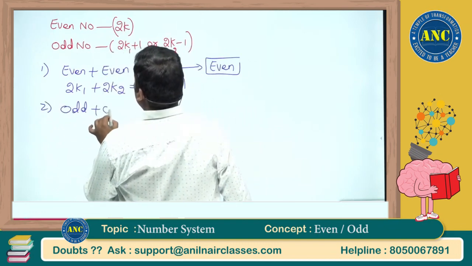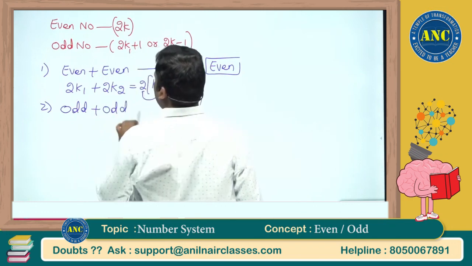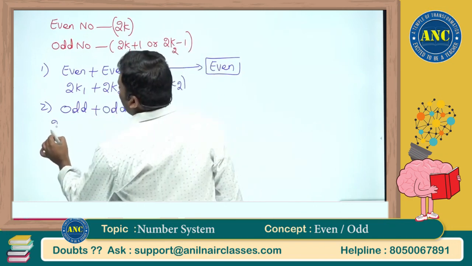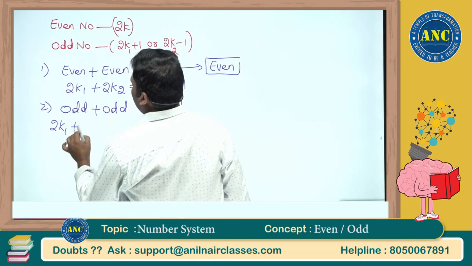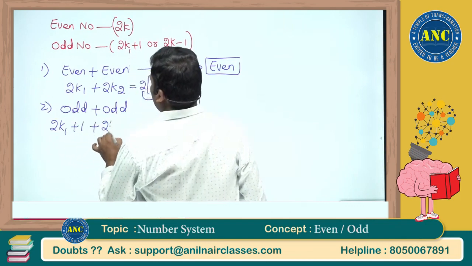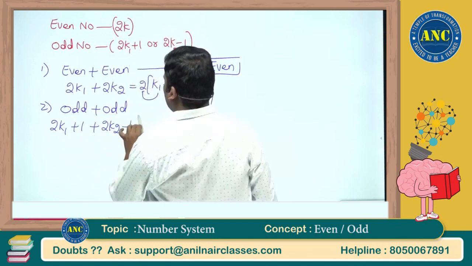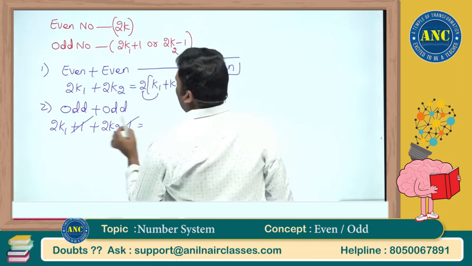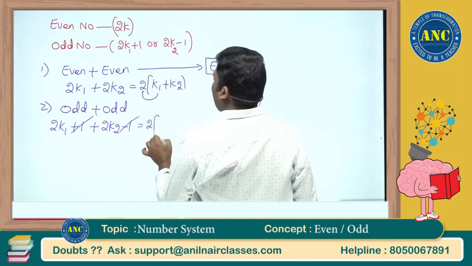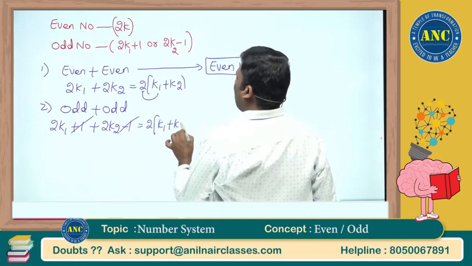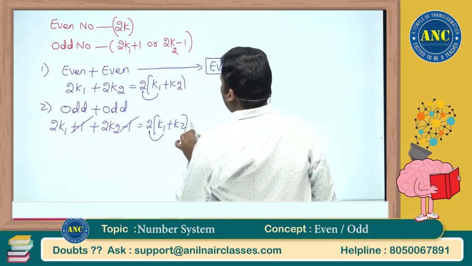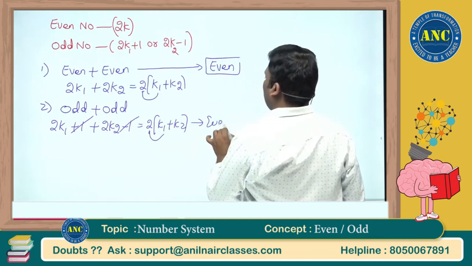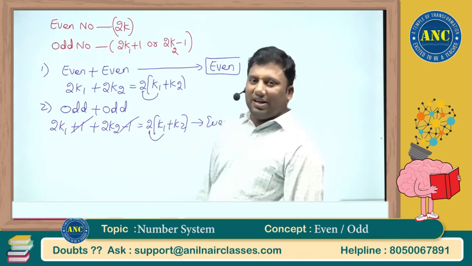Odd plus odd. Let me see what is happening. If I take 2k1 plus 1, and another odd number, 2k2 minus 1, the minus 1 and plus 1 cancel. Again it is 2 into something, 2 into k1 plus k2. k1 plus k2 is getting multiplied by 2. So it is an even number.